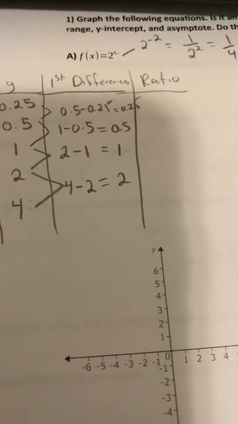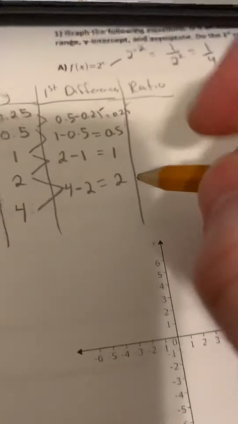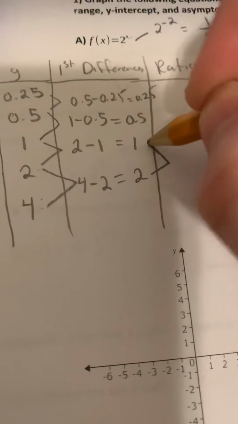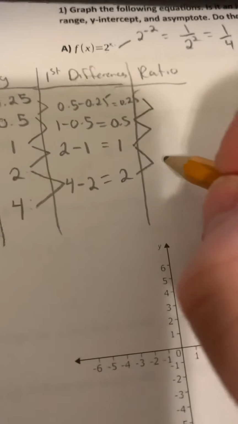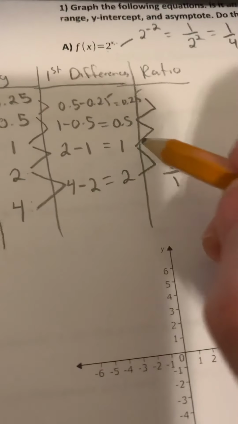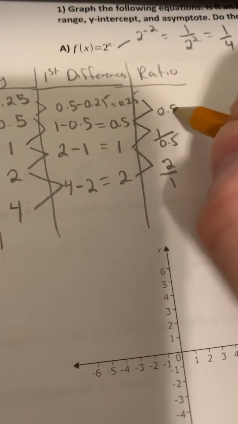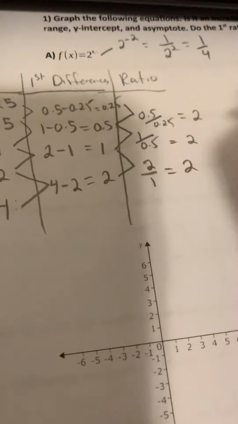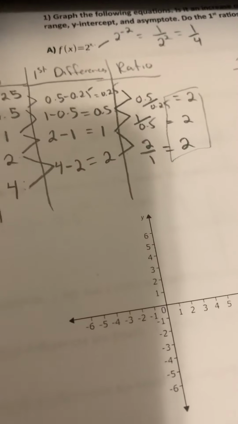Okay, and then when we're doing the ratios, we do the same thing. So we're going to start from the bottom and divide. So ratio is when we're dividing. So what we're going to do is take the last y value and divide it by the one above it. Then we take that value and divide the one above it. And then we take that one and divide the one above it. So here we get 2 divided by 1. Then 1 divided by 0.5. And then we get 0.5 divided by 0.25. And when you do that, you get the answer of 2 for each of them. Okay, and since these are the same, we have an exponential function.